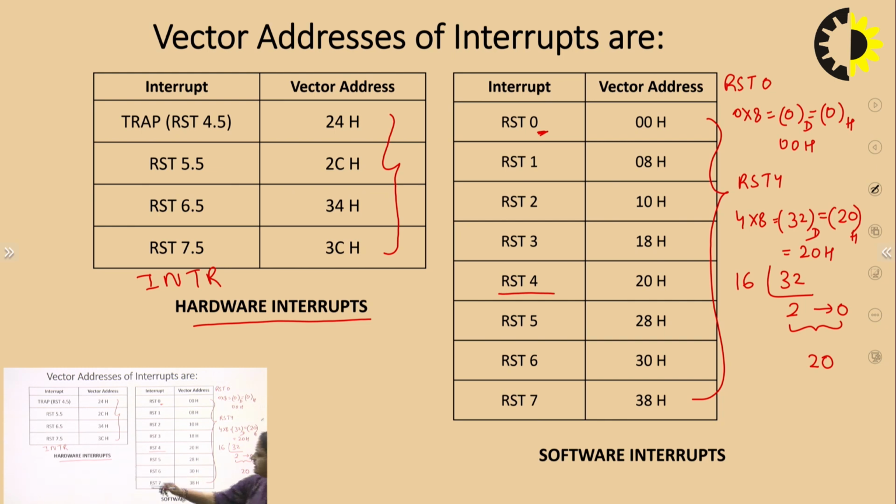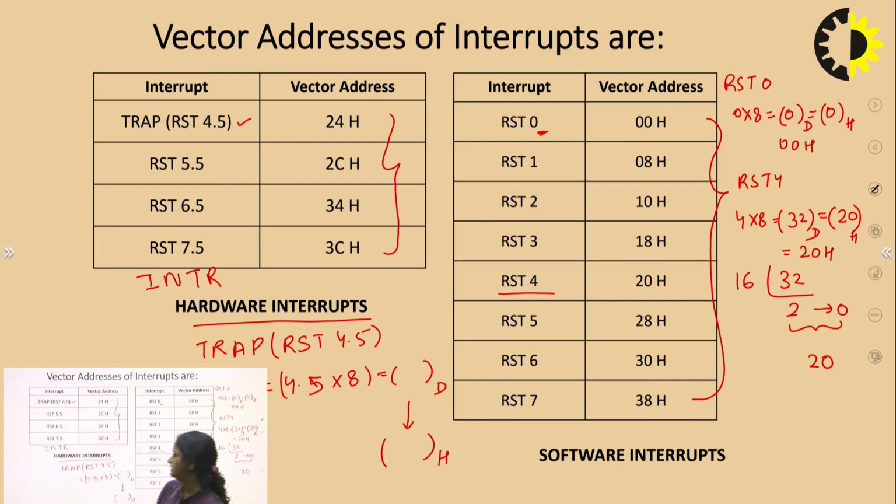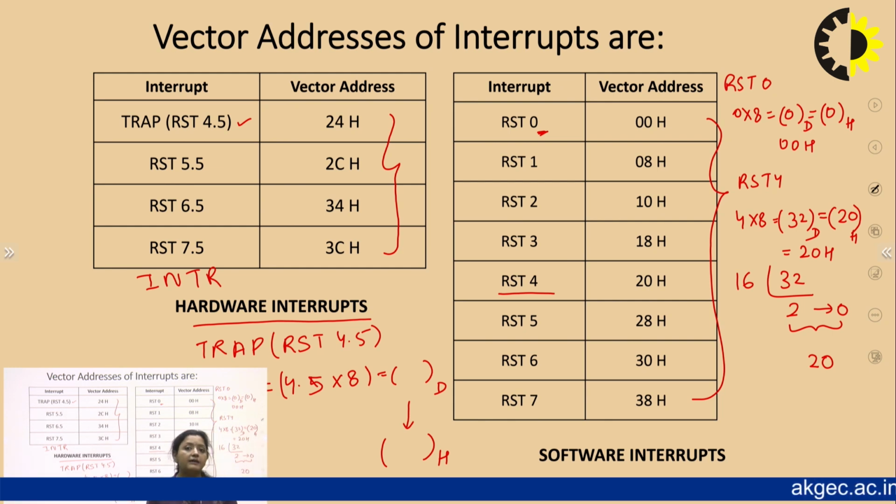Now let us take an example from hardware interrupts. For example, I am taking RST 4.5, which corresponds to TRAP. The number is 4.5, so I will multiply 4.5 by 8. What I get will be a number in decimal and I will convert it to hexadecimal. You can try this. At the end you will get 24H. So this is the manner in which we can calculate the vector address associated with all the interrupts. There is no need to learn or mug up these vector addresses.